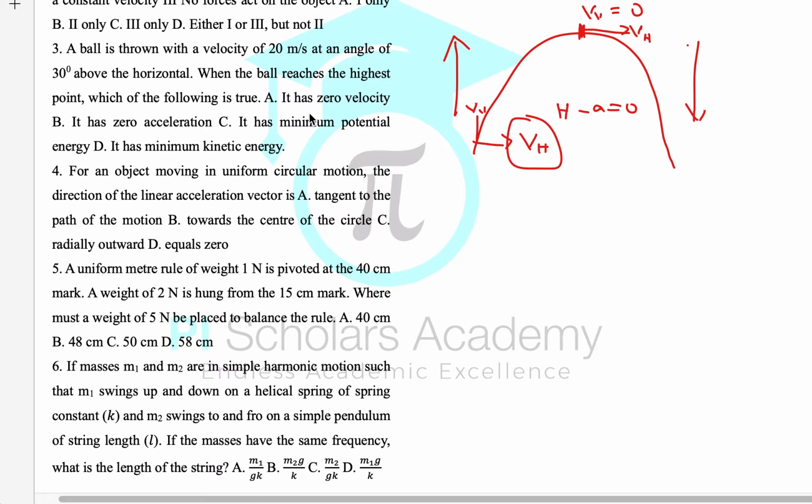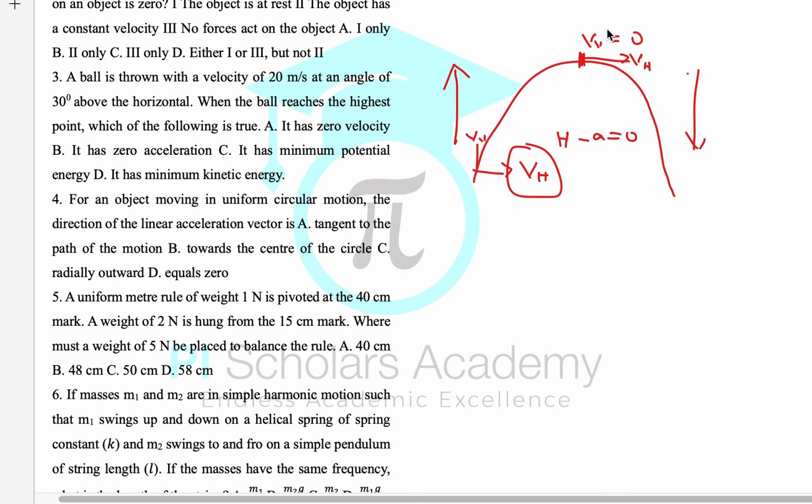Option A says that it has 0 velocity. At maximum height, it does not have 0 velocity. If it had said it has 0 vertical velocity, that would have been correct. But 0 velocity is not true because the velocity has two components, horizontal and vertical, and for the velocity to be 0, both components have to be 0. So A is not true.